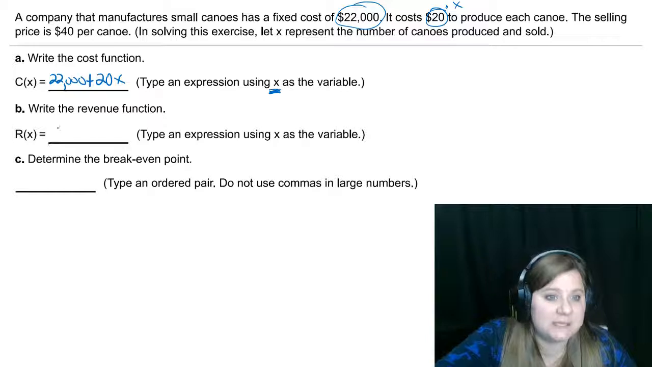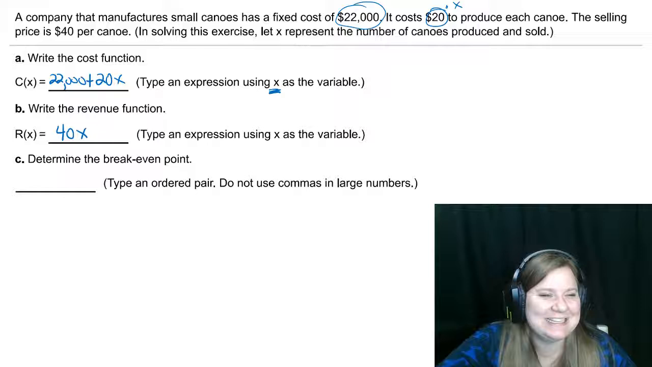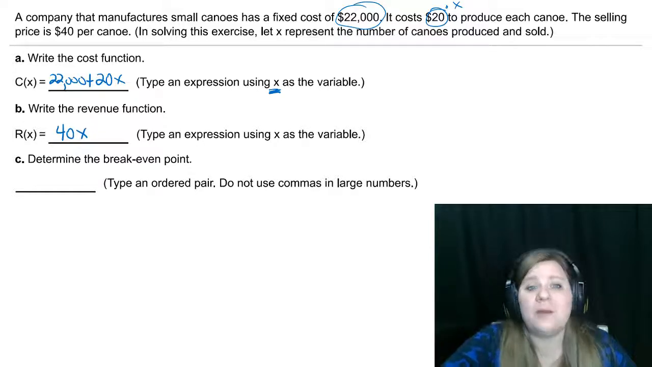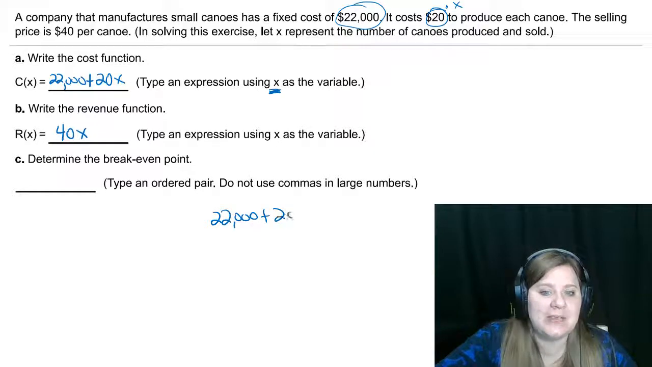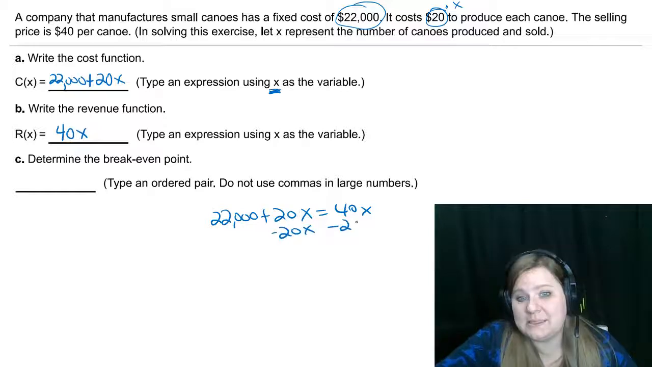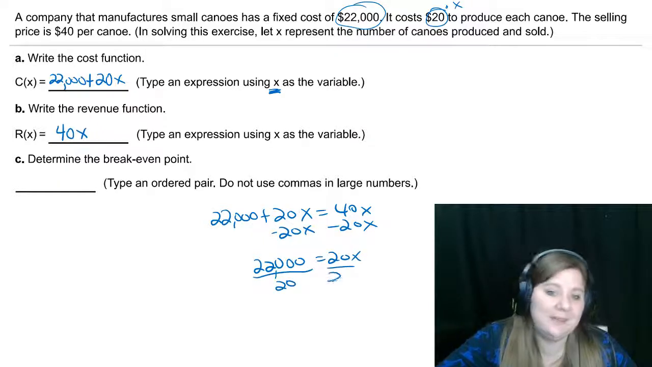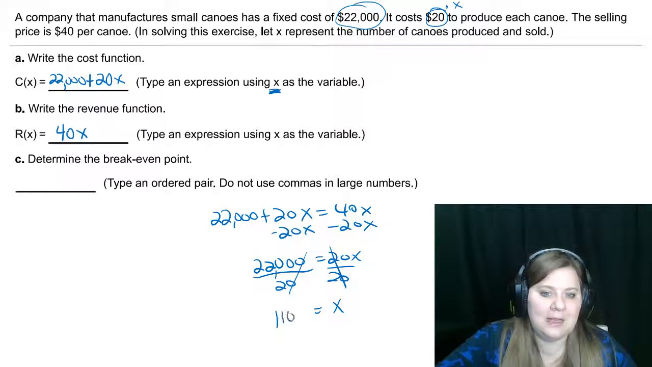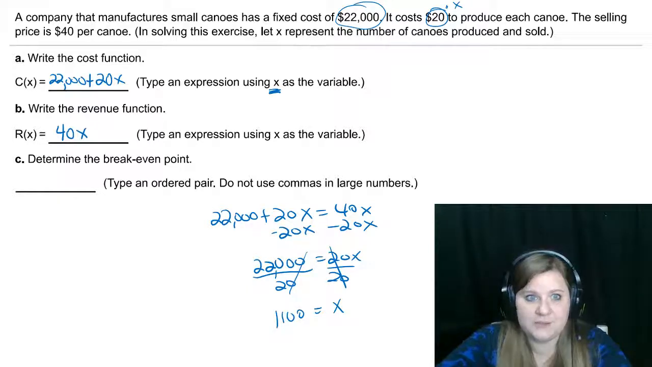The revenue function says that I'm selling it for $40 per canoe. Obviously, these are very small canoes. Now, to find the break-even point, I want to know where the cost and the revenue equal each other. So I'm going to set 22,000 plus 20x equal to 40x. I subtract 20x from both sides, and I get 22,000 equals 20x. I'm going to divide by 20, and x equals 1,100. So we know that we need to sell 1,100 canoes.